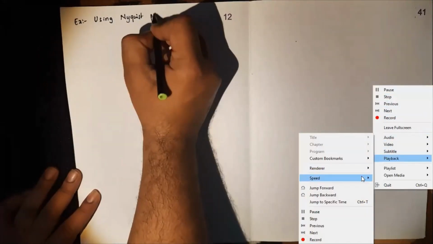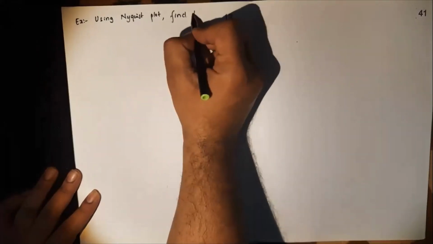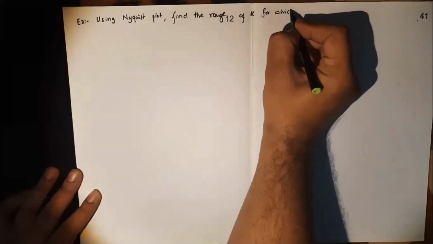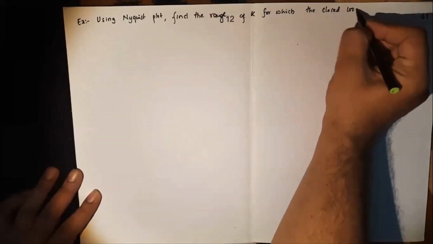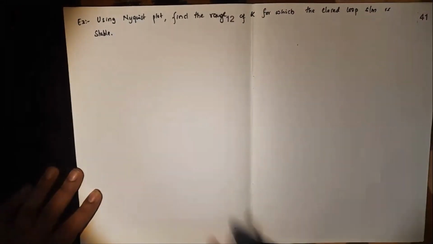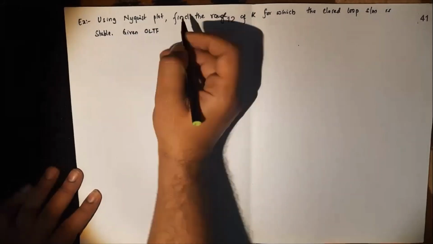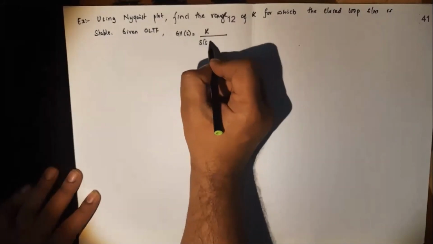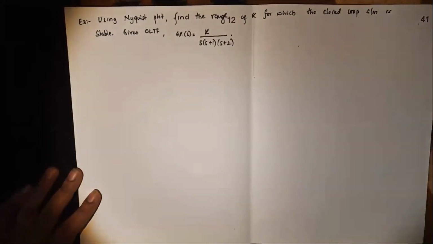Using Nyquist plot, find the range of k for which the closed loop system is stable, given the OLTF is k divided by s into s plus 1 into s plus 2. So this is a different type of numerical. How to solve this? Just give a thought on this for 2 minutes.